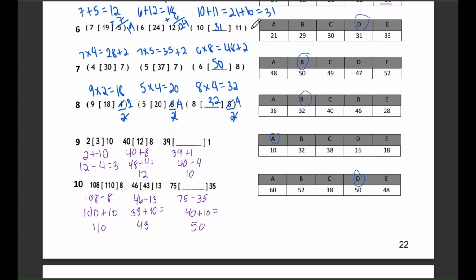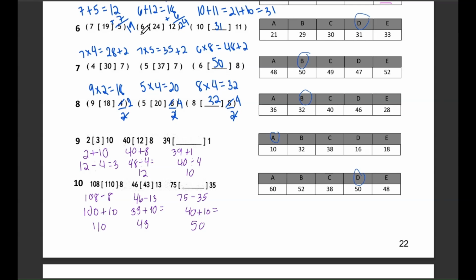Okay, question 6. 7, 19, 5, then 6, 24, 12, and finally 10, blank, 11. The options are A, 21, B, 29, C, 30, D, 31, and E, 33. The answer is D, 31. It's a little trickier this time. We add the outside numbers and then add one of them again. 7 plus 5 is 12, plus 7 is 19. So 10 plus 11 is 21, plus 10 again is 31.